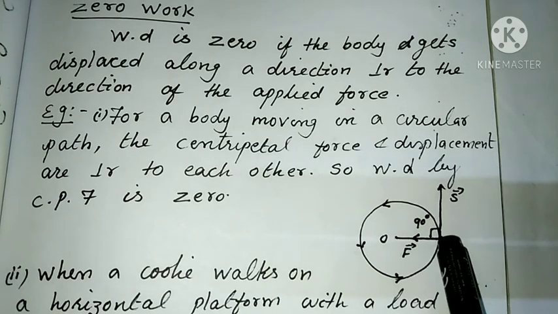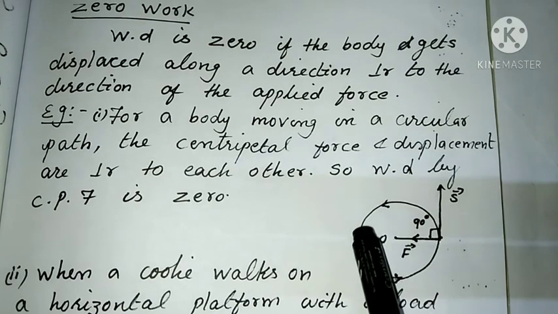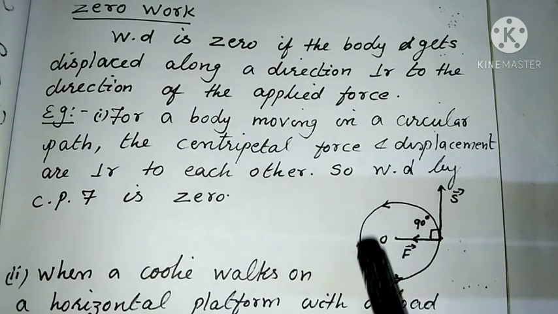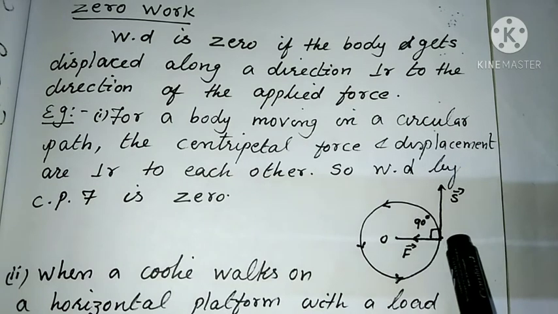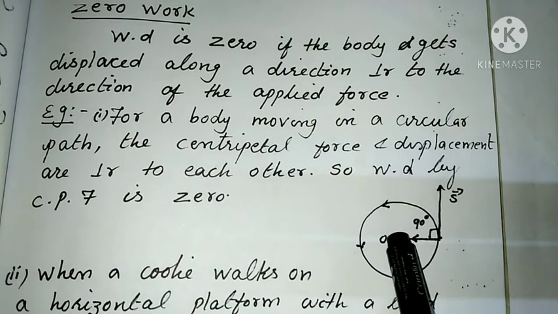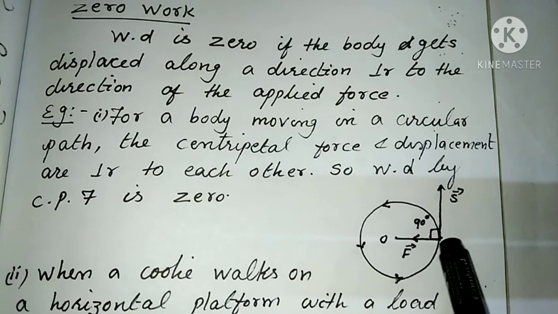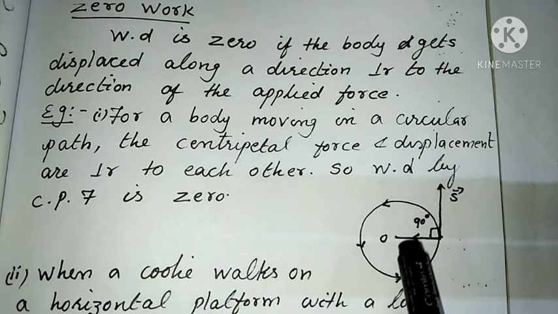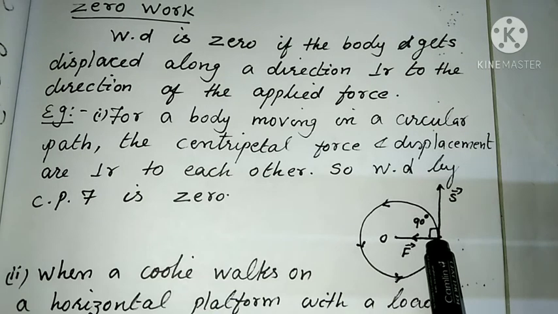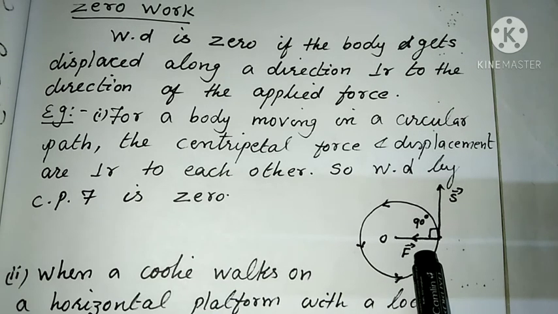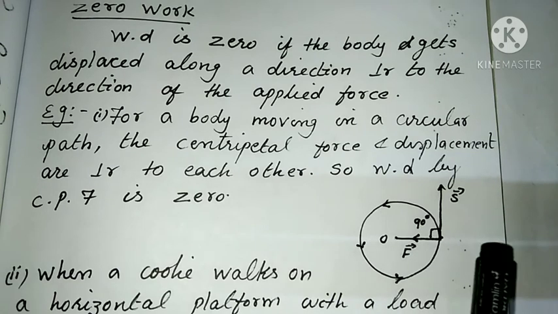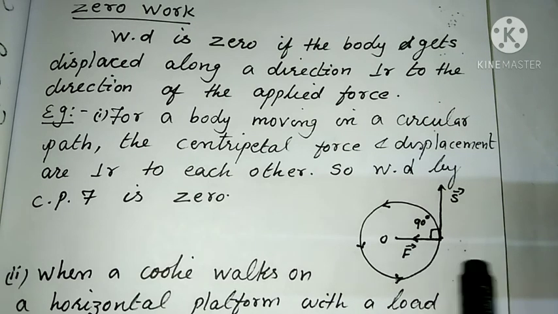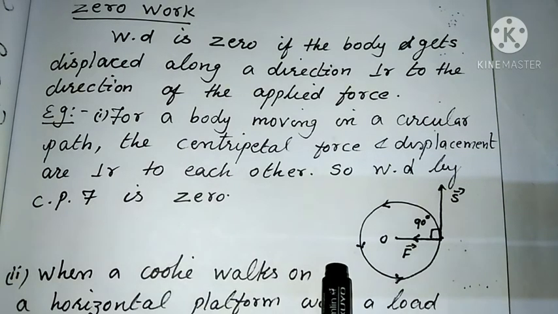In the same way, the moon circulating in its orbit around the earth. In that case the centripetal force is acting towards the center and it is perpendicular to the displacement. So the work done by the centripetal force on the moon is equal to 0. Likewise, for every planet the centripetal force is acting towards the center, so work done in that case is 0.